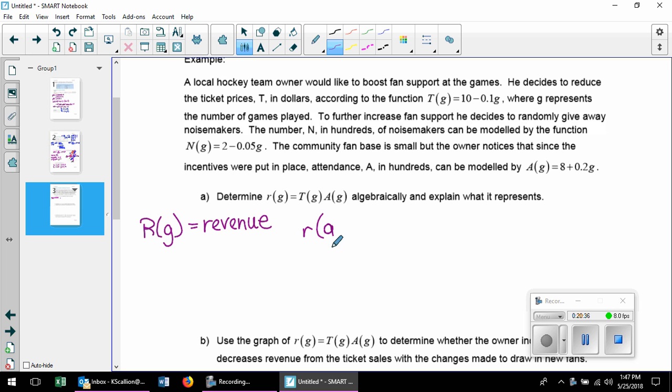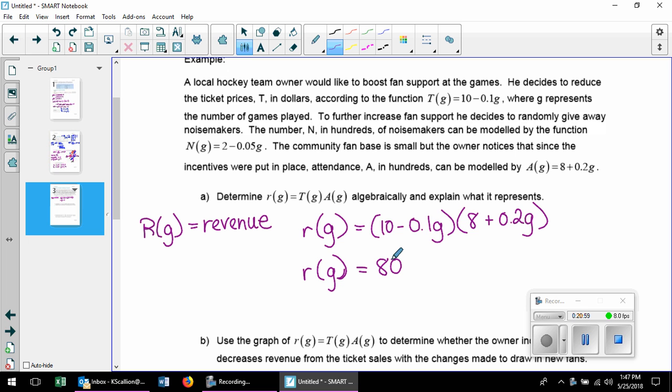So R of G is equal to T of G, which is 10 minus 0.1 G, times A of G, which is 8 plus 0.2 G. You guys can do this in your head, right? Yeah, what you got? 10 times 5 plus 2G.